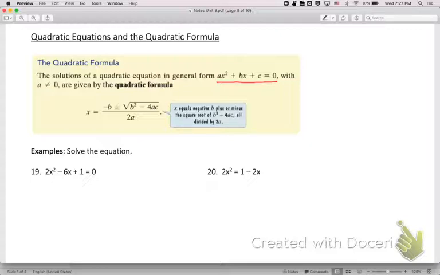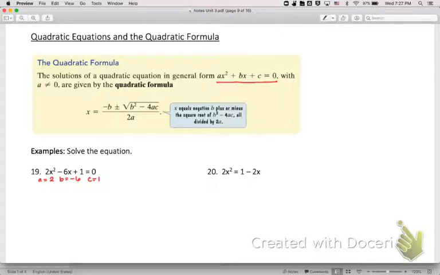So let's use the quadratic formula. For me, I hate the quadratic formula. It's so much work. If I can come up with any other strategy, I'm going to do that rather than use the quadratic formula. But it does work every time. It is up to you. So in this case, if we look at number 19, a is equal to 2, b is equal to negative 6, and c is equal to 1.